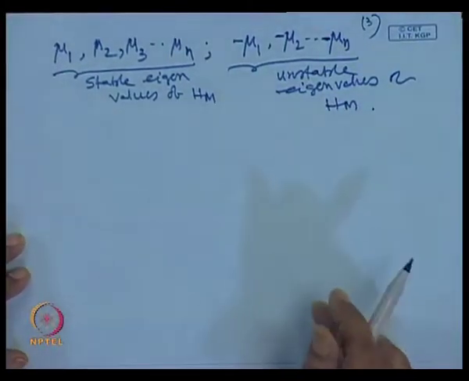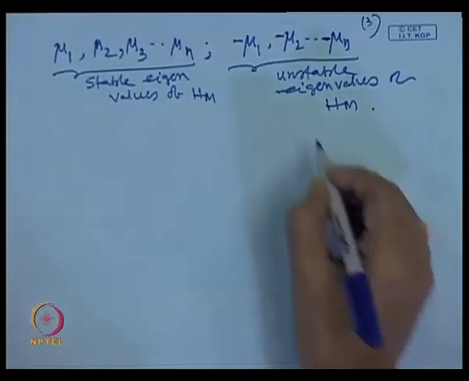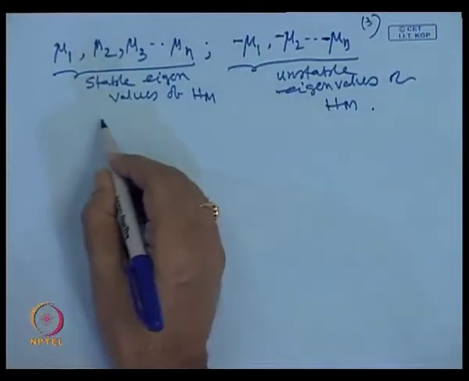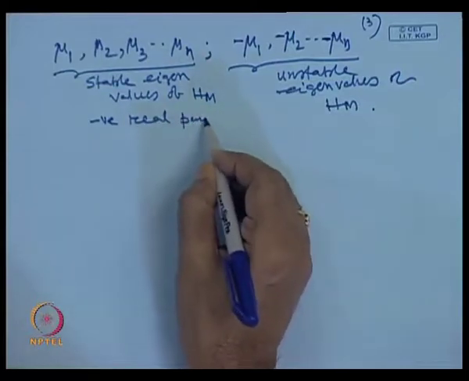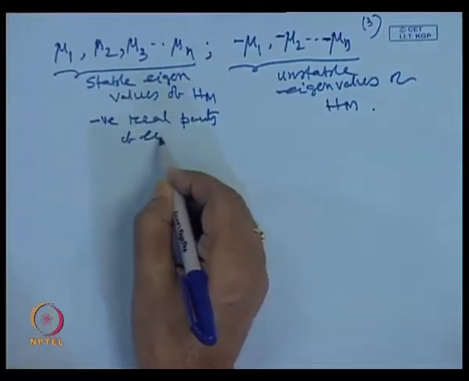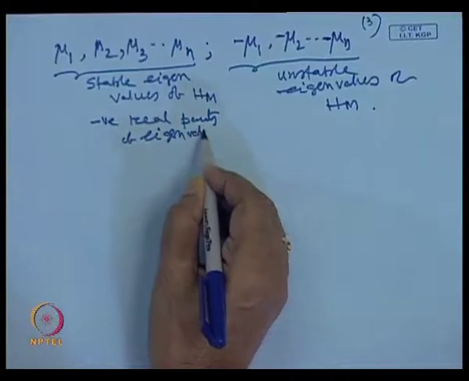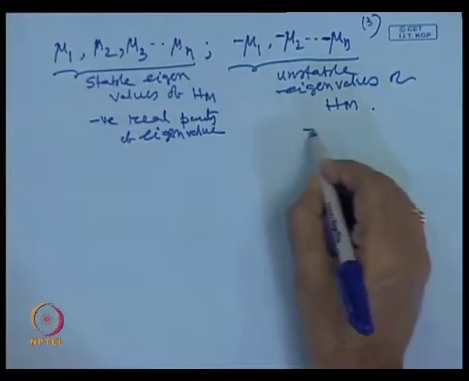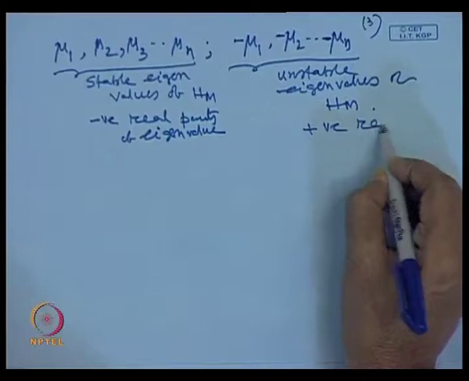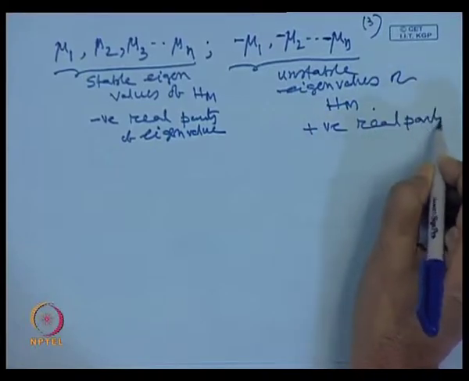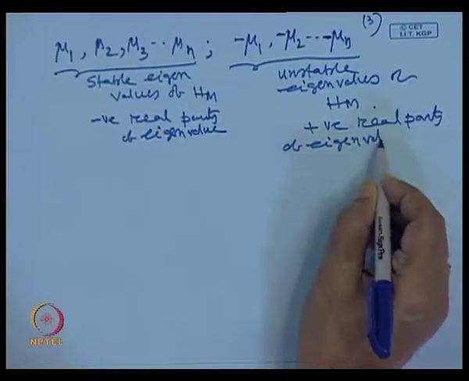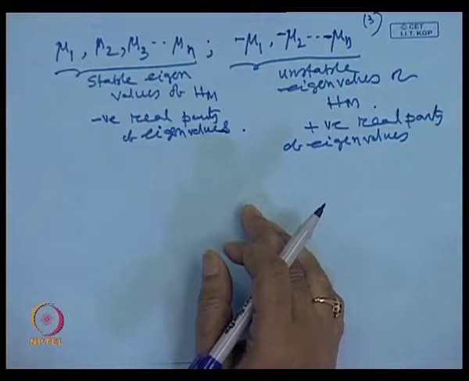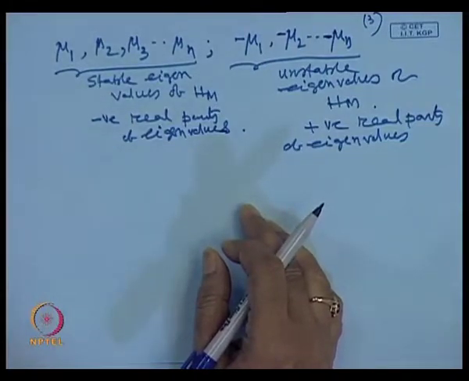So, these are the negative real parts of eigenvalues, and these will be the positive real parts of eigenvalues. There are n eigenvalues in each set. So, we have just defined this.